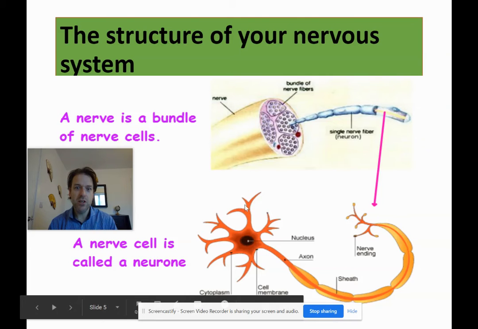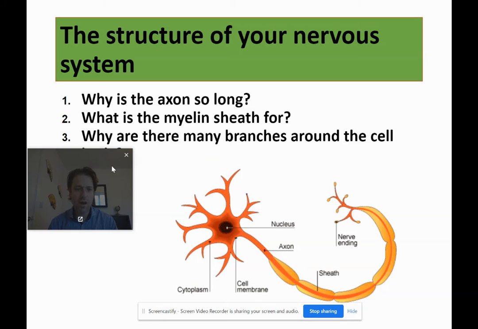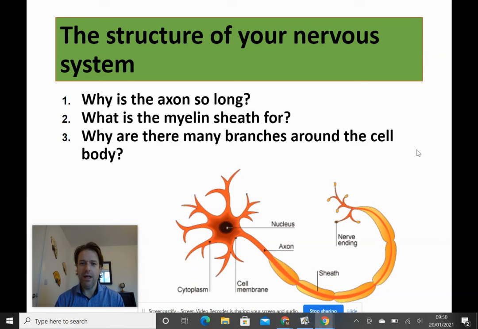So we've got three features. We've got lots of nerve endings, lots of connections, a very long shape, and then this fatty myelin sheath. What we need to do is figure out why. What are these adaptations and how are they helping a neuron carry out its job, its function?